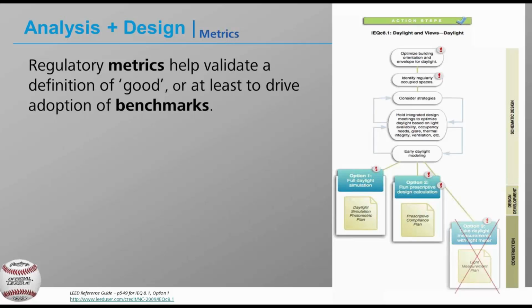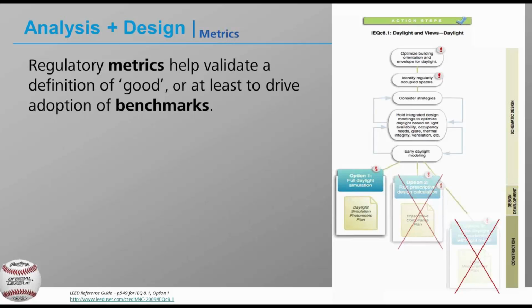So we'll move on to another one. Option 2 is to do a prescriptive design calculation. Now, this also just talks about window head heights and daylit area based on the geometry of the building. It's not as easy to integrate into the design process, although it can be done earlier in the design process.